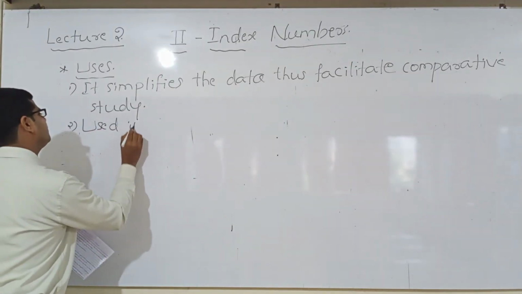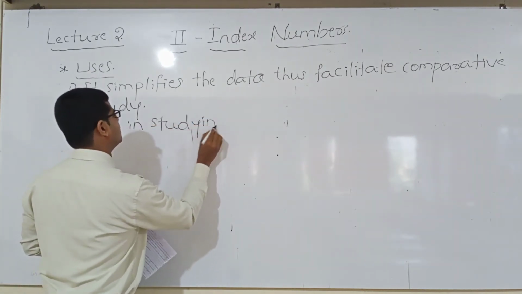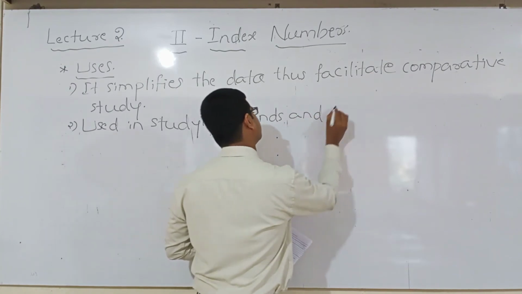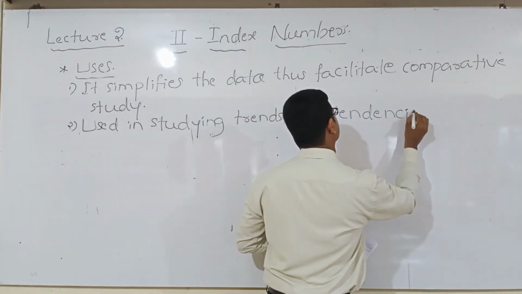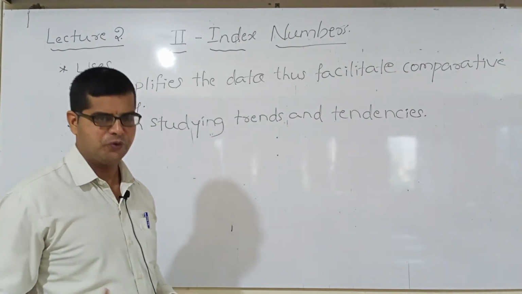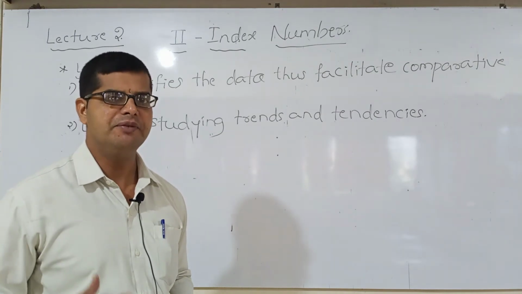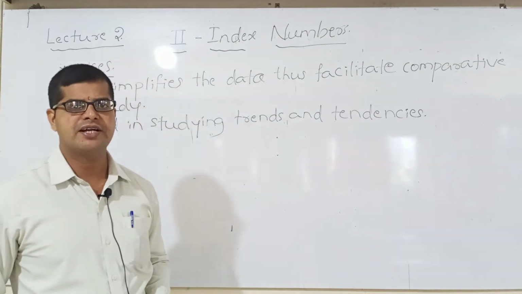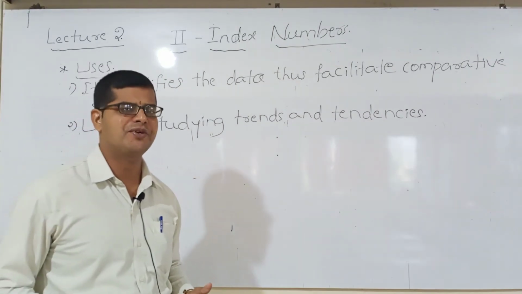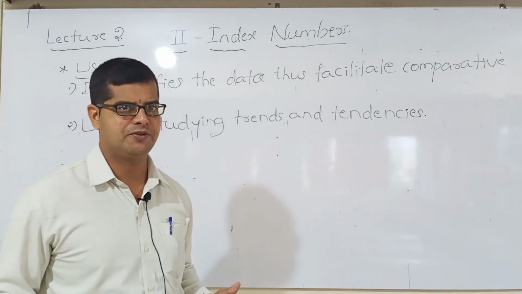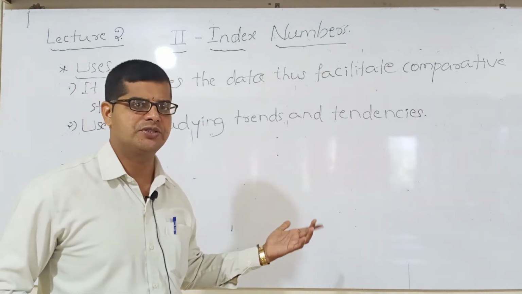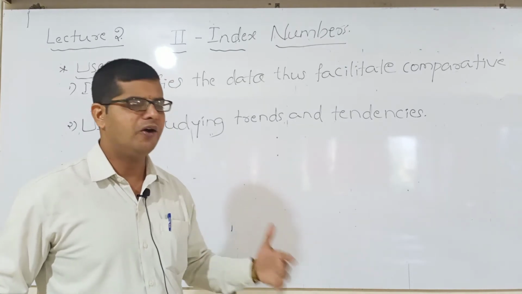Then number two, used in study of trends and tendencies. Of course, you know the measures of central tendency, mean, median, mode, all those things. But anyhow, when we apply this particular statistical tool, index numbers, we can study the trends. Trends means relative changes. When you compare last year with this current year, you can find the trends, how the trend was during the 1990s or 1995, 1960s, how the trend is.